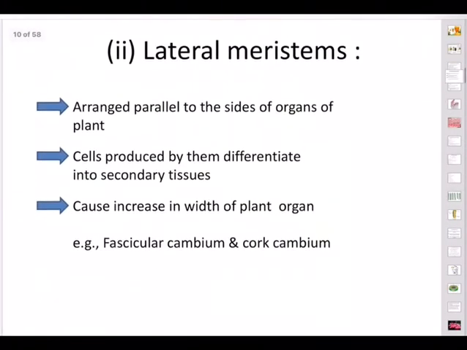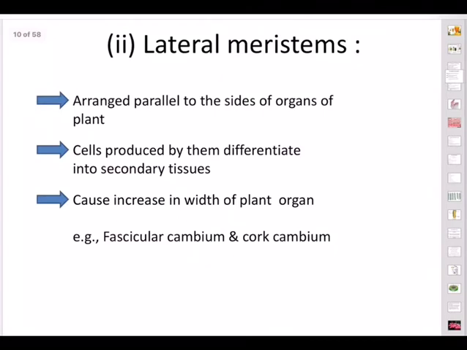And then lateral meristem. Lateral means side. These occur on the sides and take part in increasing the girth. See, if apical meristematic tissue is responsible for increasing the length or height of the plant, lateral meristematic tissue is responsible for increasing the girth or width or circumference of the part as well as the tree. So it is arranged parallel to the sides of organs.